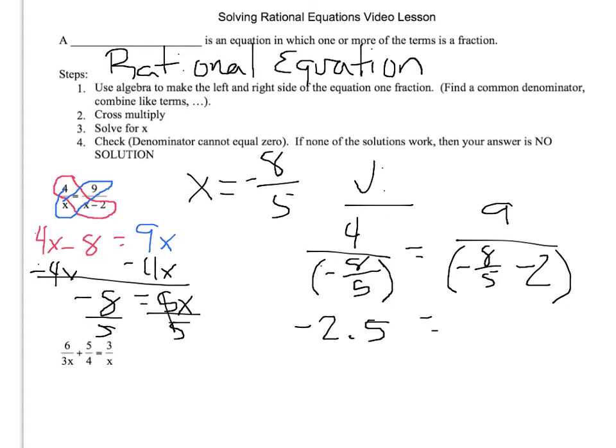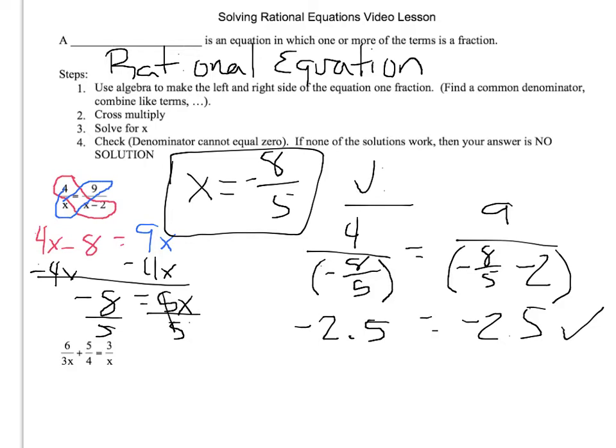And then when you type the second one in your calculator, you have to make sure you use parentheses in your denominator. So as long as you use parentheses in your denominator, you'll see it does equal negative 2.5, so it checks out. So my final answer is x equals negative 8/5. Moving on to the next problem.